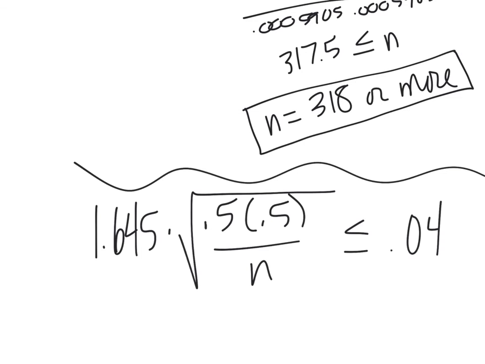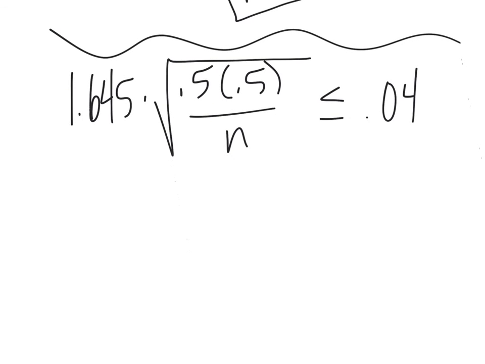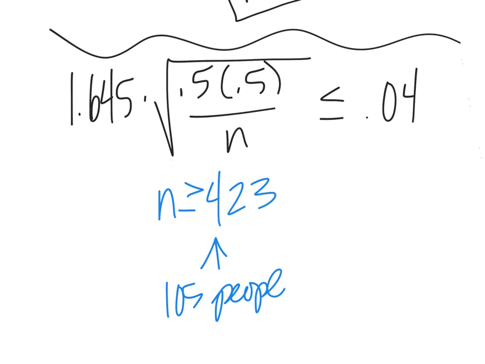If I go less, if I go like 0.3, then I have a 0.7 to go with it, and so 0.5 is basically the most conservative guess you can have. So if you don't know what your p hat is, they always just use 0.5. That's kind of standard practice. When I solve for n, in this case, I end up getting 423. So for this one, this is 105 people larger than the first example.